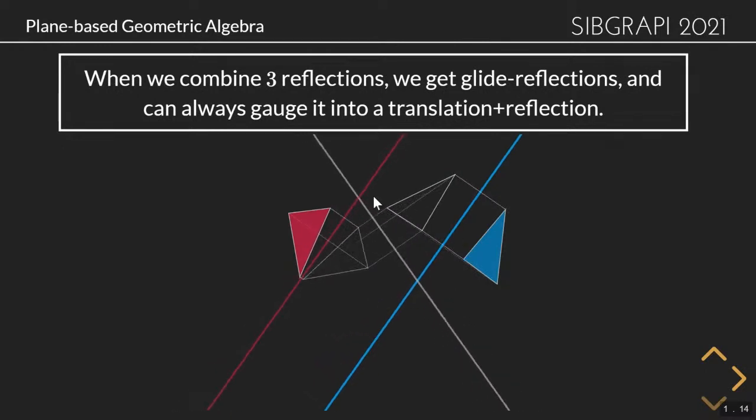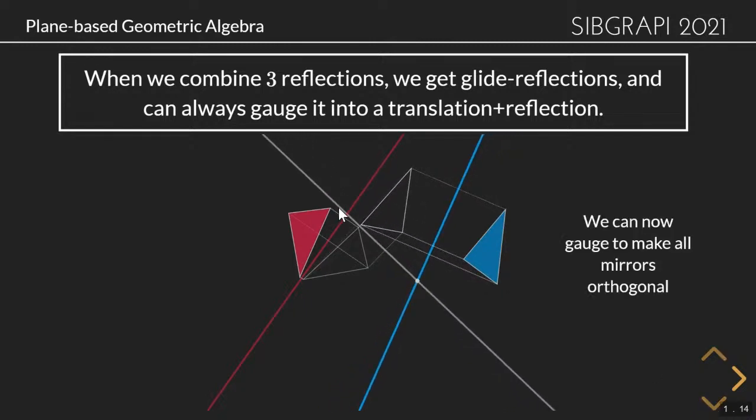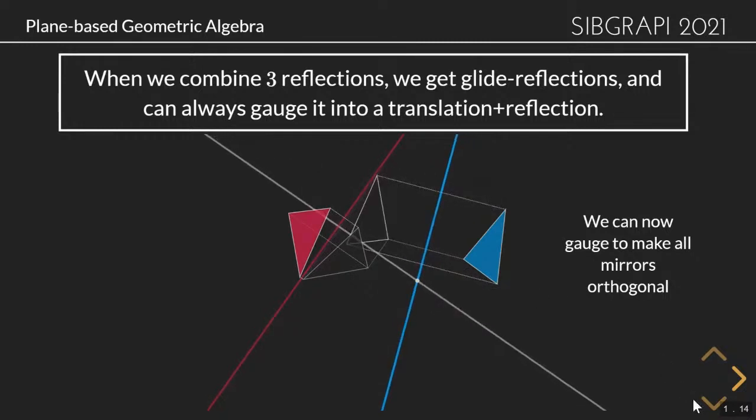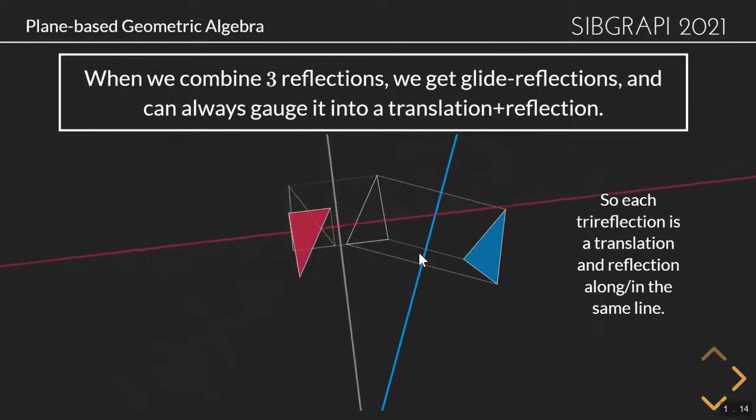And these allow us to get a new perspective on the same transformation. For example, we can try to make as many of these mirrors orthogonal as possible. So we could use this gauge to make the gray and the red mirror orthogonal. And then we can use the other gauge to make the red and the blue mirror orthogonal.